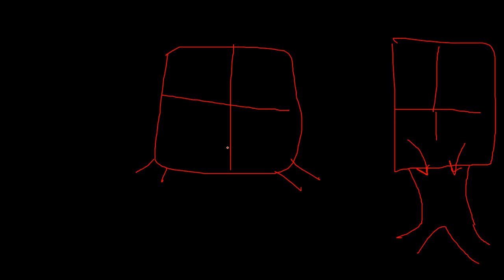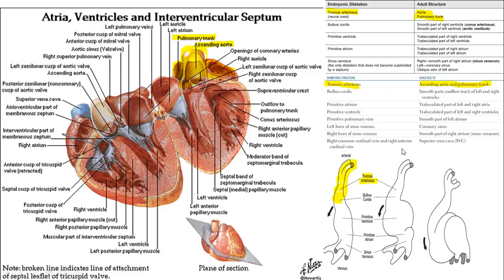So sometimes this doesn't happen properly and it stays together as a Truncus arteriosus, and when that happens, the person would have cyanosis and all those sorts of things. So that's the Truncus arteriosus. You see how that's developing. It becomes this later on. This part becomes this. Next, the bulbus cordis.